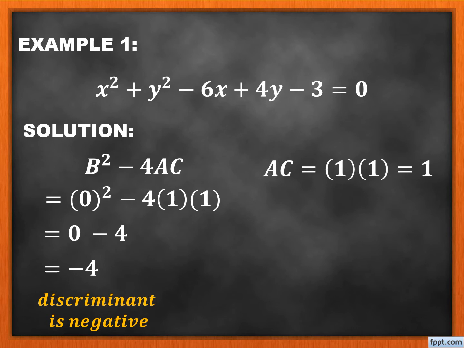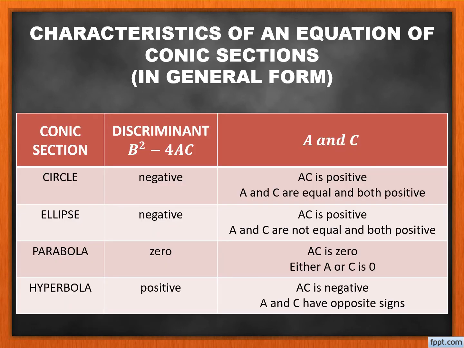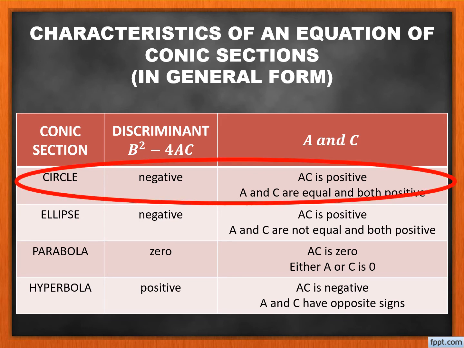So our a is 1, c is 1. Therefore, a times c, or 1 times 1, is 1. That means ac is positive. And a and c are equal and both positive since parehas silang positive 1. Using this table, therefore, our conic section is a circle.